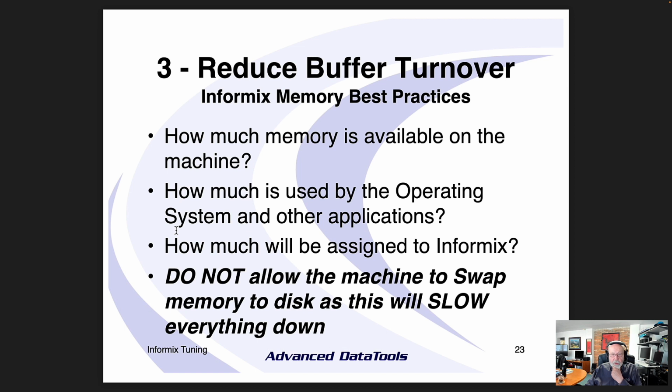The third tip is buffer turnover. And this is a key. Basically, you want to look at how much memory is available on the machine and to use as much memory as possible for Informix. Now, you don't want to make it too big because this will slow down the machine by causing swapping.